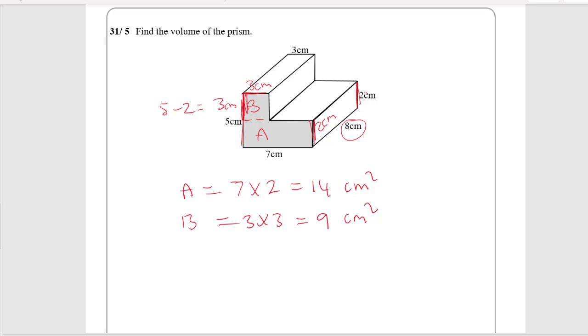Okay, now let's add the total area. So 14 add 9, which gives us an answer of 23 centimeters squared. Okay, now we can just multiply it by the length of the 3D shape, the prism. So 23 times by 8, and that gives us an answer of 184 centimeters cubed, and the unit is centimeters cubed.